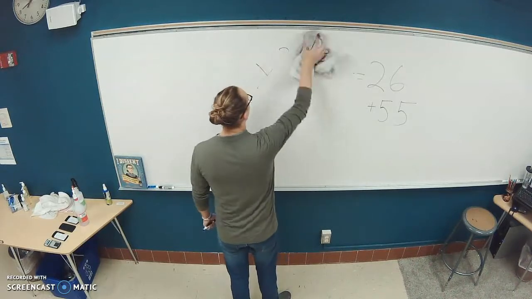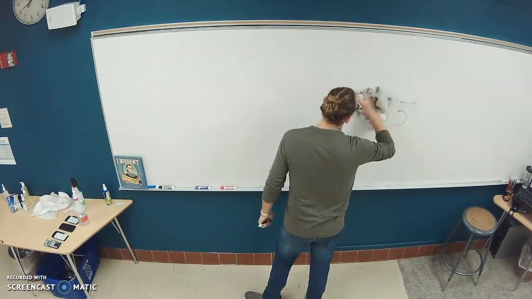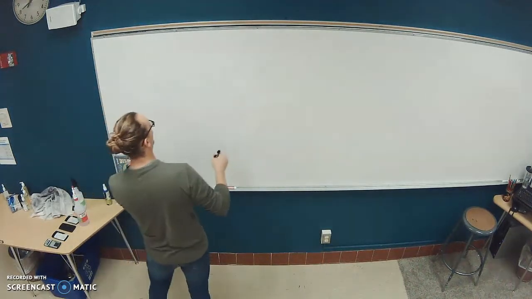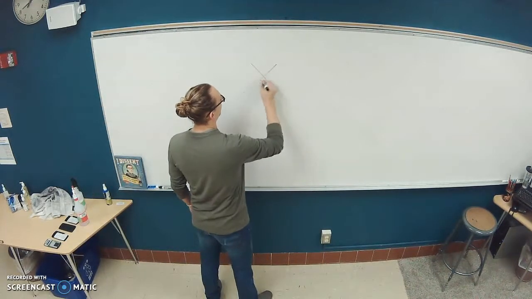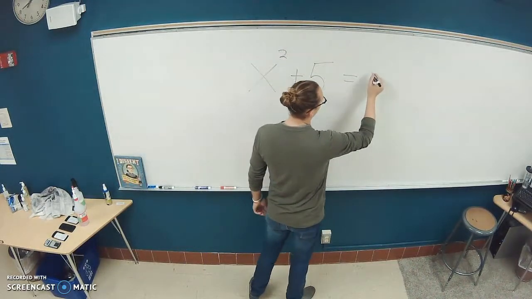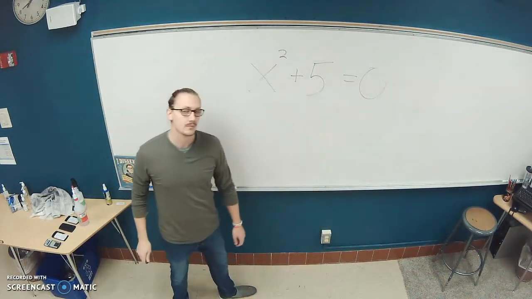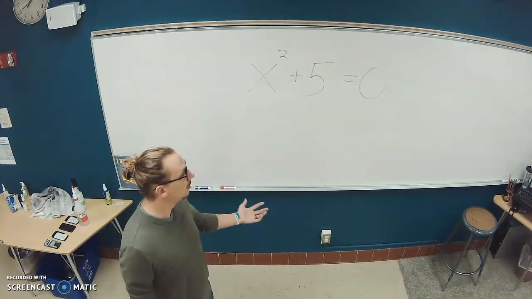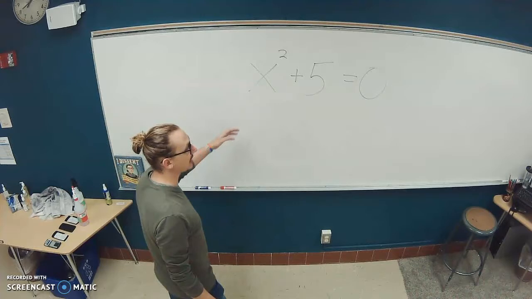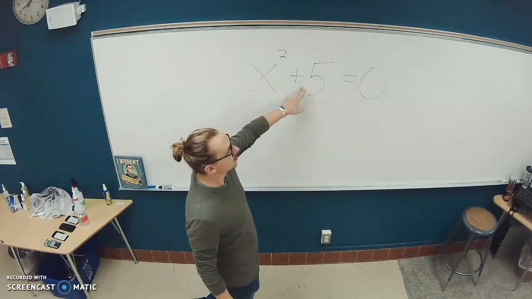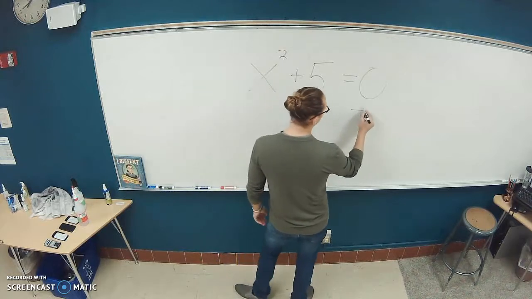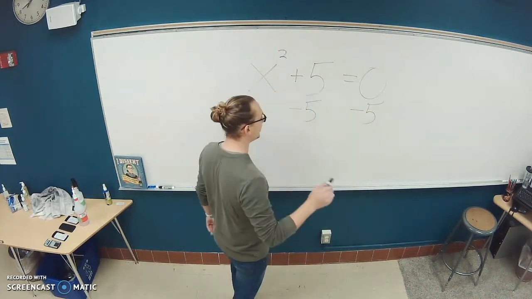No, there is one more thing I want to talk about before I give you the list of perfect squares. Let's say you have x squared plus 5 equals 0. We know already that looking at this problem, we have to get x squared by itself. So, in order to get rid of a plus 5, we can subtract 5. We're going to do that from both sides.